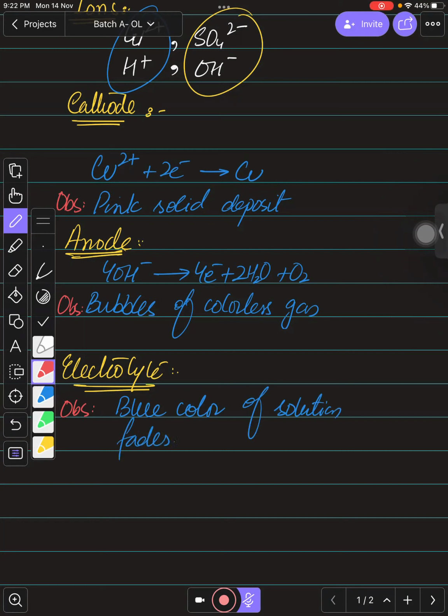And if the examiner asks you the reason for this, you can simply say that the concentration of copper ions is decreasing in the solution. Once the copper ions are decreasing from the solution, the color of the solution must fade. Is that right, bachcho?